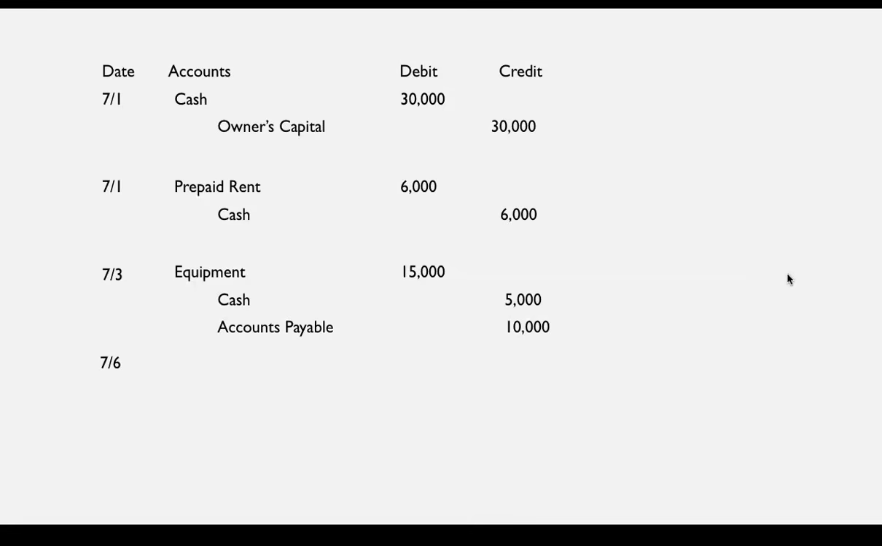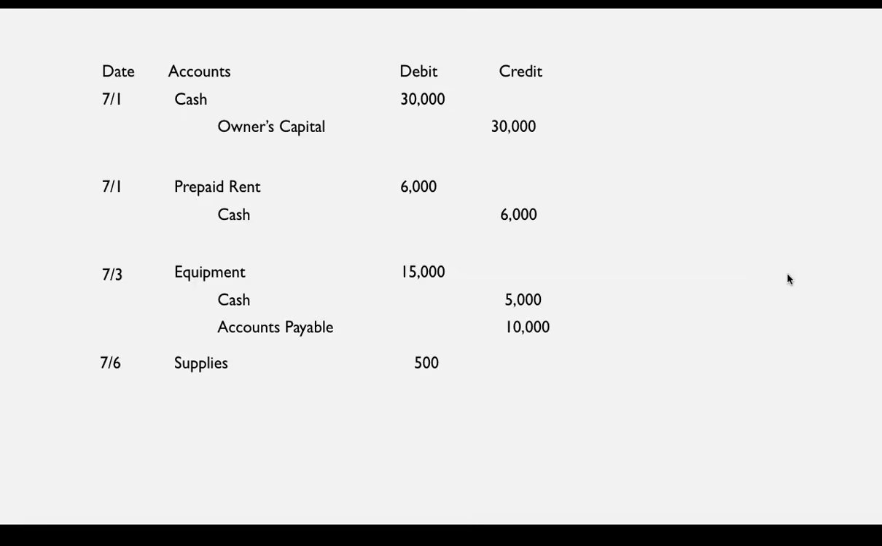So if we move on to the next transaction here on July 6th, we buy $500 of supplies on account. So there's that on account again. So what is the company purchasing? The company is purchasing supplies. And supplies is an asset account. And so we'd want our asset account to go up. So to make our asset account of supplies to increase, we will debit supplies.